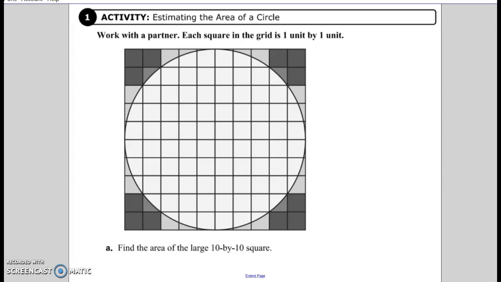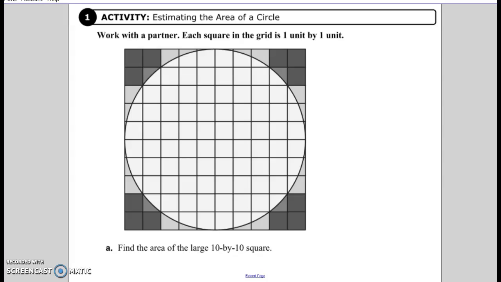We have this circle that is inside of a square. And so let's use what we know about the area of a square to help us estimate the area of the circle. And by that, I know that you guys probably could just count all the little squares and estimate. But because the purpose of this is to help us develop the formula to calculate the area of a circle, I'm going to have you guys go about it in a particular way.